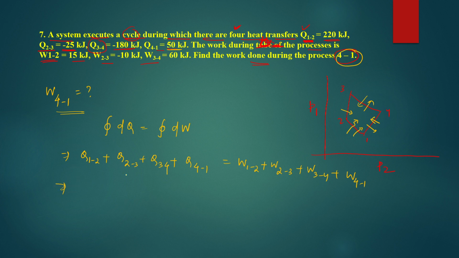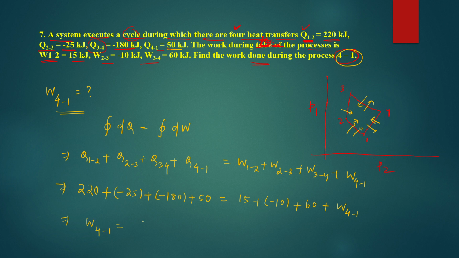So Q12 is given to us as 220, plus Q23 given as minus 25, plus Q34 is given to us as minus 180, plus this is 50, right? And that will be equal to 15 plus minus 10 plus 60 plus W421, right? So simply we have to solve and we can find out the value of W421.